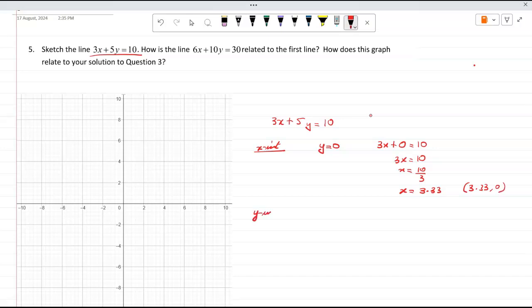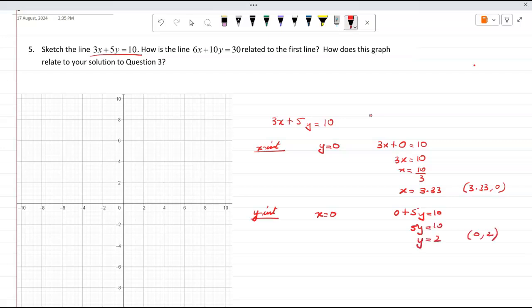You need 2 points basically to get a line. Just 2 points are enough to determine a line. Now how do you find the y-intercept? For the y-intercept, you plug in x as 0. So 0 plus 5y, since 3 times 0 is 0. So 5y is 10, so y is equal to 2. That means (0, 2).